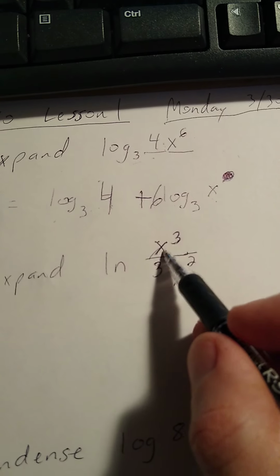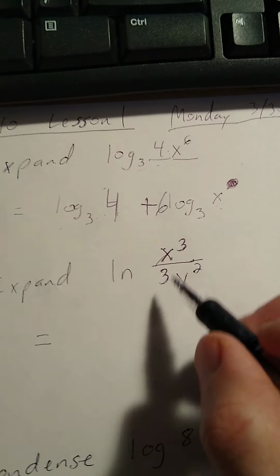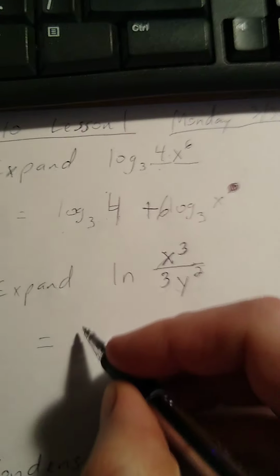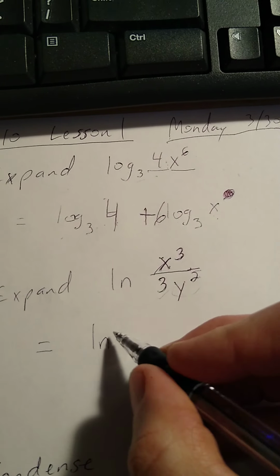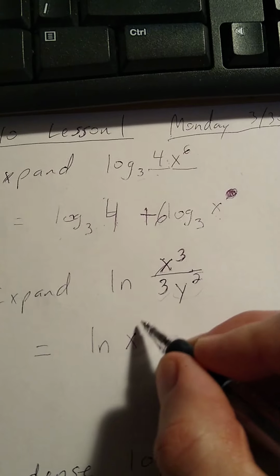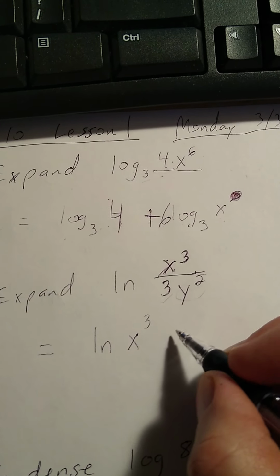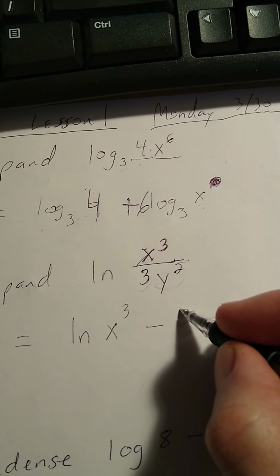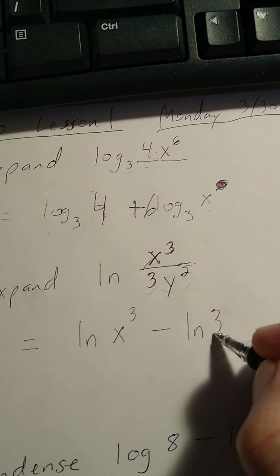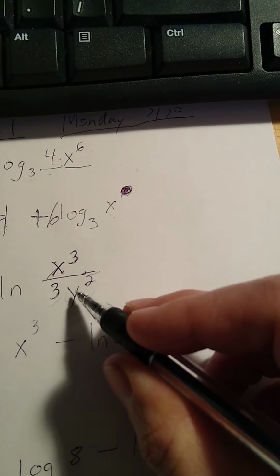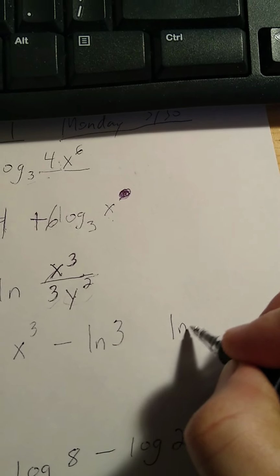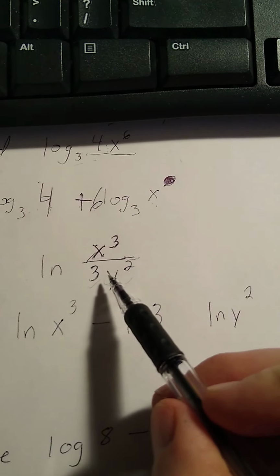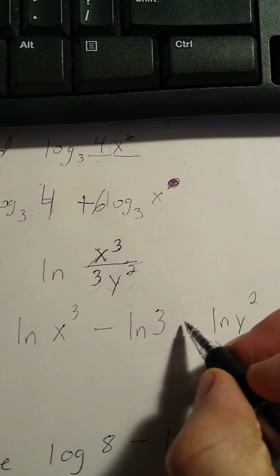Second one, we're going to expand. So again, I have 3 elements this time. X to the 3rd, 3, and y squared. So we're going to give each one its logarithm. So natural log of x to the 3rd minus, because I'm dividing, natural log of 3. I also have y squared, so I'm going to give that its natural log, y squared. But they're both being divided, so they both get a minus sign.